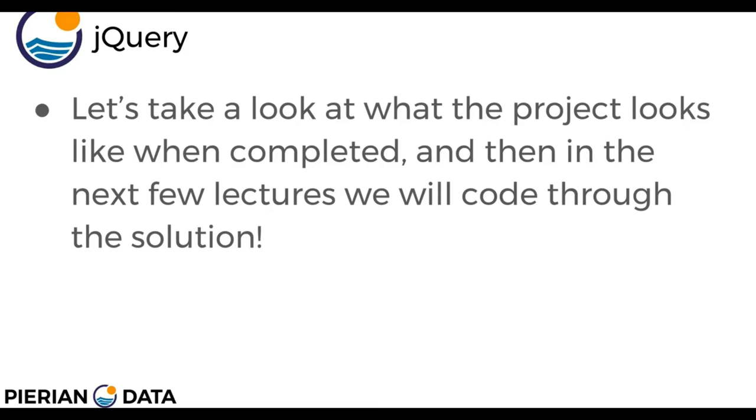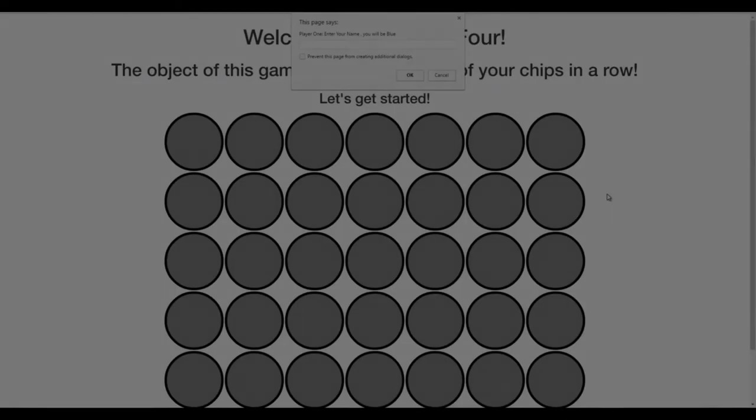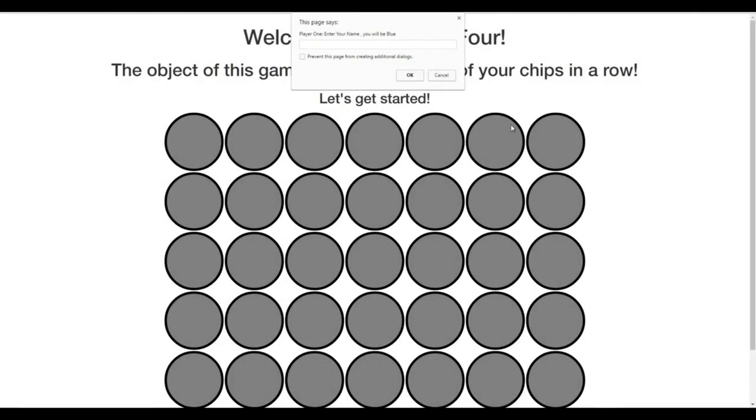I'm going to hop over to my browser and show you what the project looks like. Okay, this is what the project looks like. Upon starting the project, you get an alert that says player one, enter your name, you will be blue. So I will just input player one, and then player two, enter your name, you will be red.